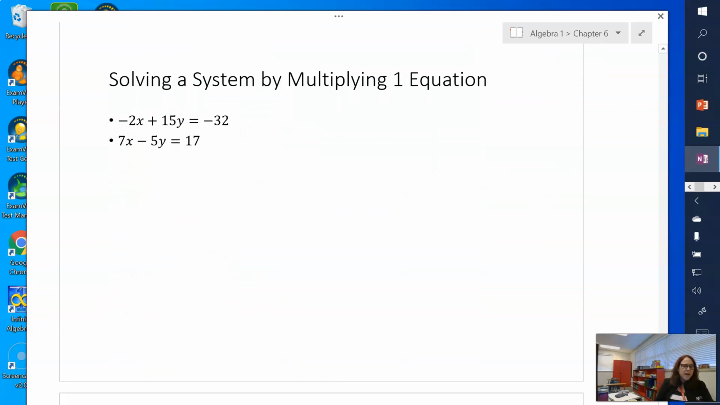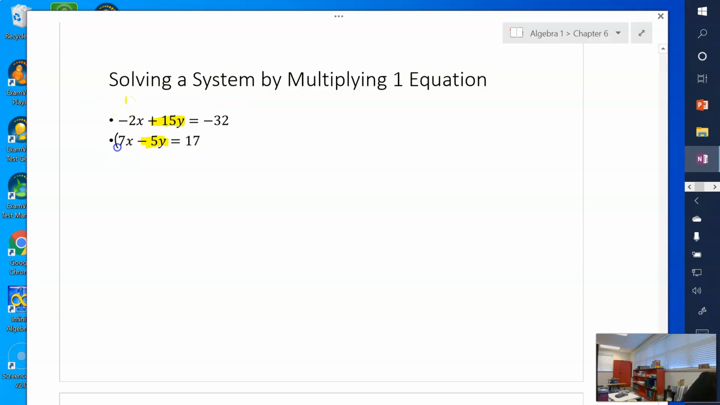Okay, now this time, look at the equation. I can't just add or subtract. That won't work. But what I can do is if I look at these y's, so I have a 15y here and a negative 5y there. I can multiply my second equation by 3, and then check out what happens.